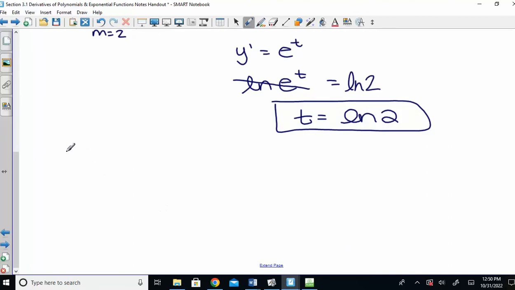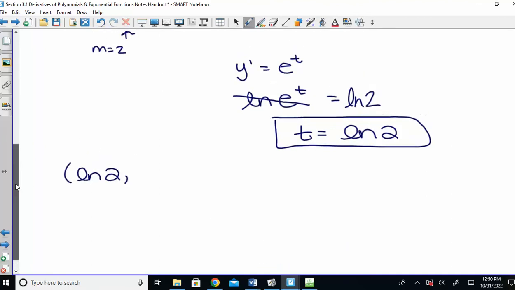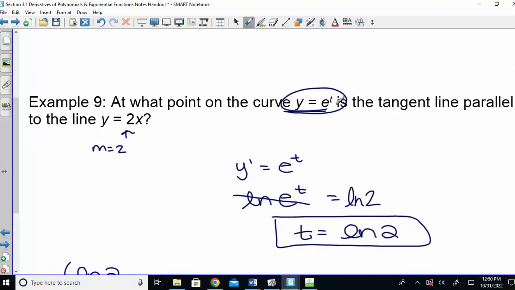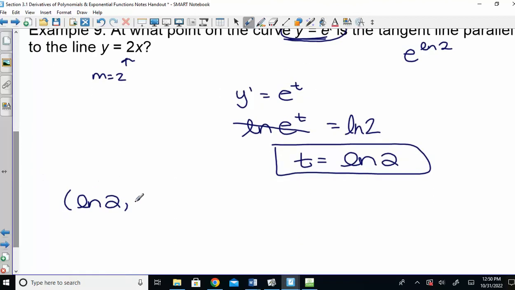Could you give me an ordered pair if I asked for it? The natural log of 2 is like my x value. If I want the y, plug it in here. E to the natural log of 2. What happens when you have an e and a natural log? Just substitute. Good.